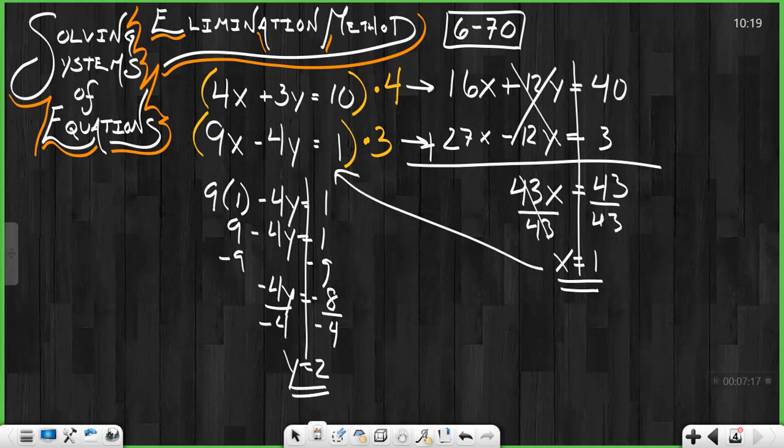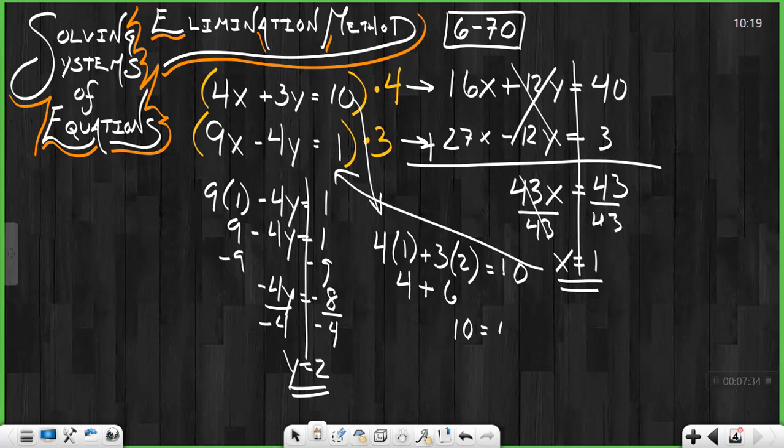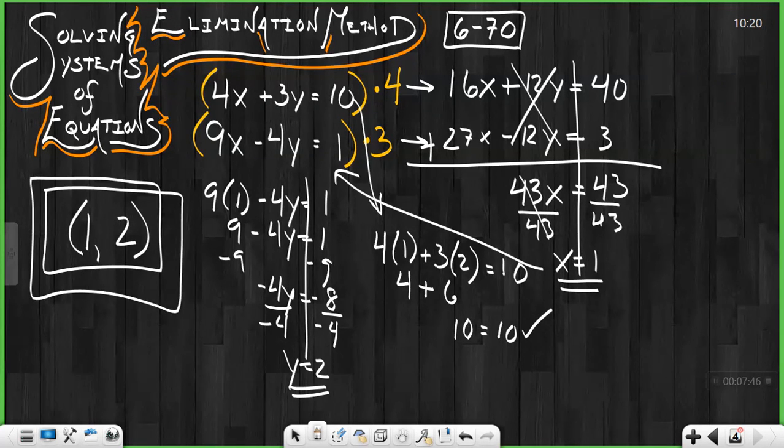Once again, once I've got both my x and y, check it in the other equation. Do not use the same equation to find y and to check. You want to use both equations. So I'm going to use the 4 times x plus 3 times y. And I'm going to double check, is that 10? Well, I get 4 plus 6 again, ironically. And I find that 10 is equal to 10. So that means my answer's right. Always written in an ordered pair, x, comma, y, in parentheses to say that one is x, one is y, and that is my intersection point between these two lines.